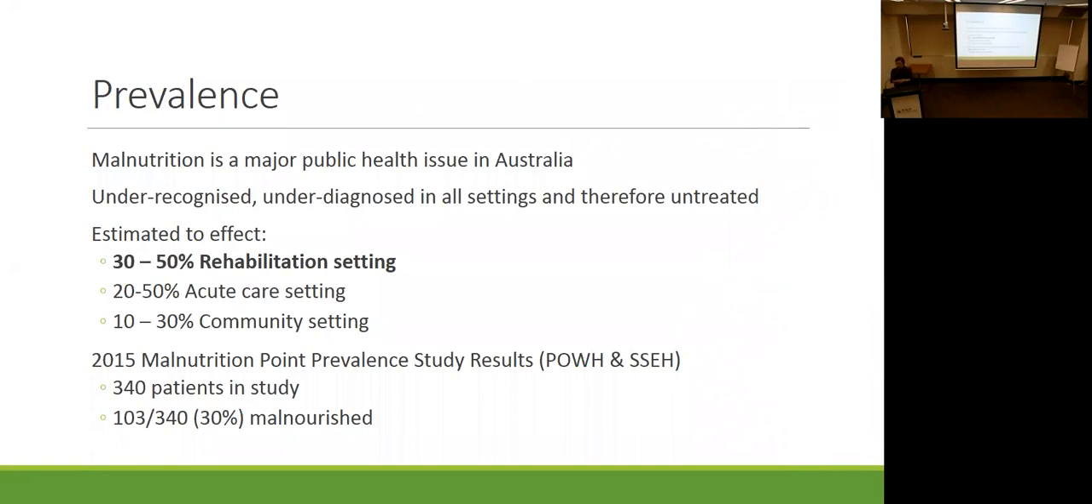In 2015, we conducted a malnutrition point prevalence audit at Prince of Wales Hospital and Sydney Eye Hospital. There were 340 patients in the study, and we found that 30% of the patients were diagnosed with malnutrition. So that's in line with what the literature says, that between 20 and 50% of hospitalised patients are malnourished.